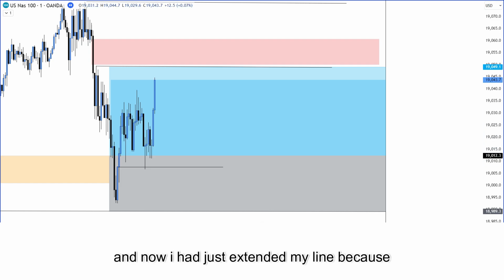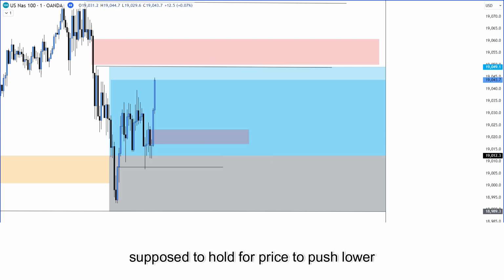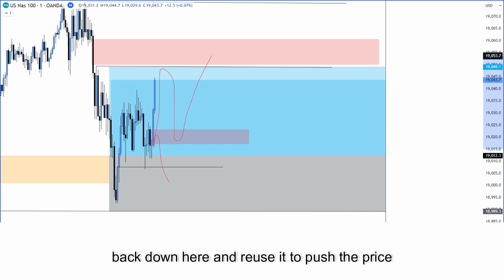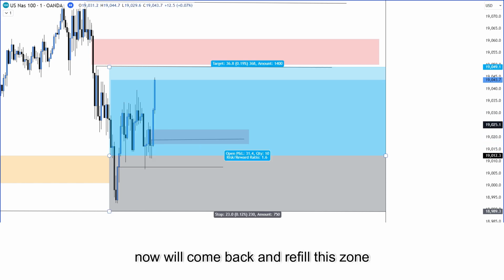And now I had just extended my line because I was hoping for price to come and reuse this zone right here clean. This is just a broken order block. As you guys can see, this order block was supposed to hold for price to push lower, but price purged through it. So now I'm looking for price to come back down here and reuse it to push price higher. And that's when I extended my line to this fair value gap, because price will now come back and refill this zone completely.